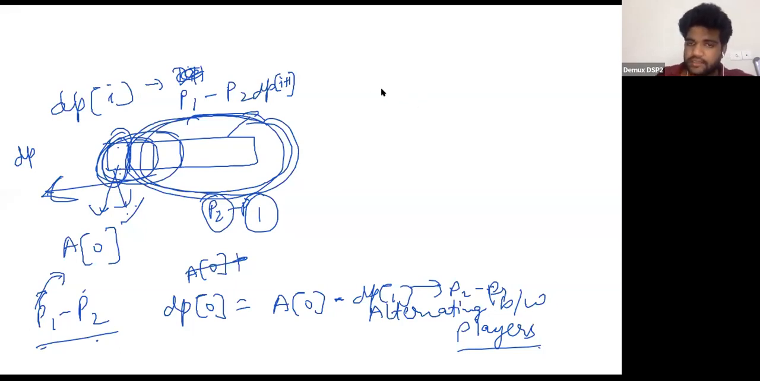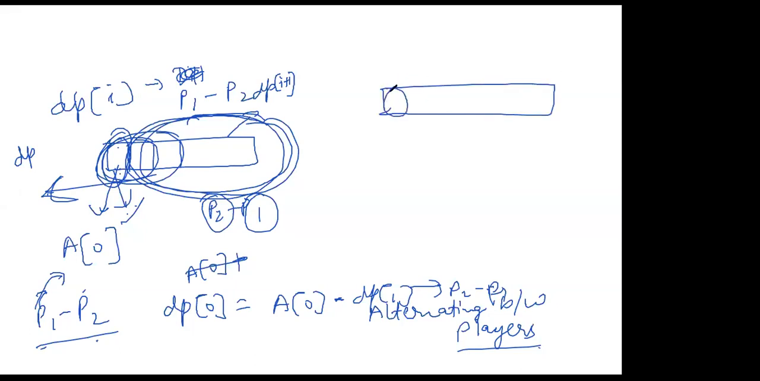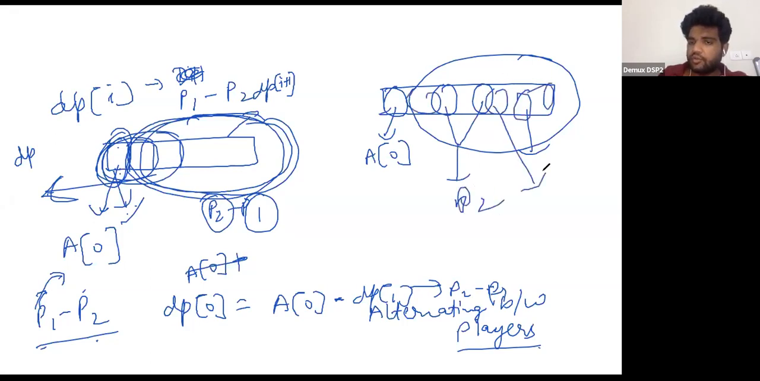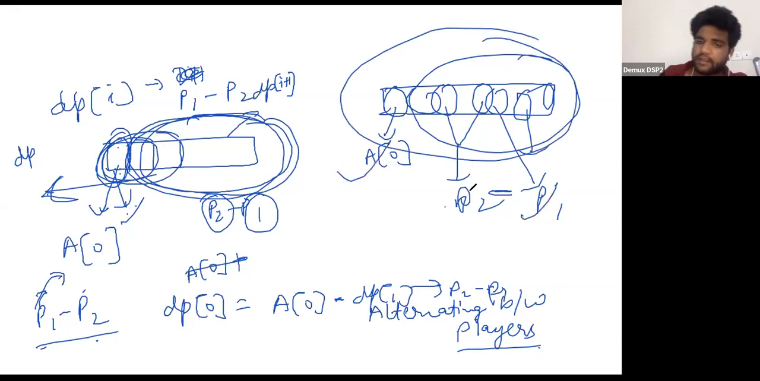So it is basically saying, it makes some sense. This is P1 score, and for the remaining, some of these will be picked by P2 and some of these will be picked by P1. So the difference between these two is what you will get from that. Your total for this will be this plus this minus this. That's what we are writing when we are saying A0 minus dp of 1.